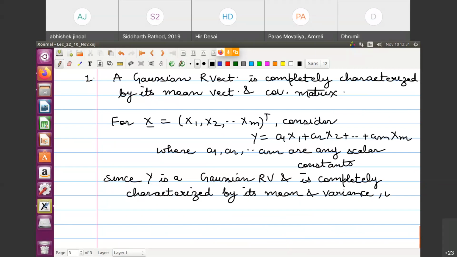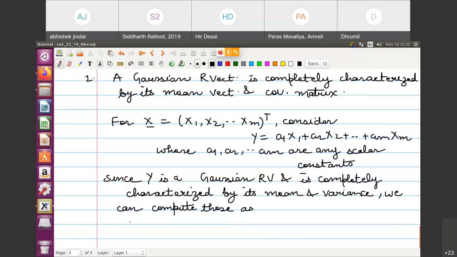We can compute these. In order to specify y, we need its mean and variance, so that has to come in terms of the mean and variances of the xi's. Let us see how this happens.